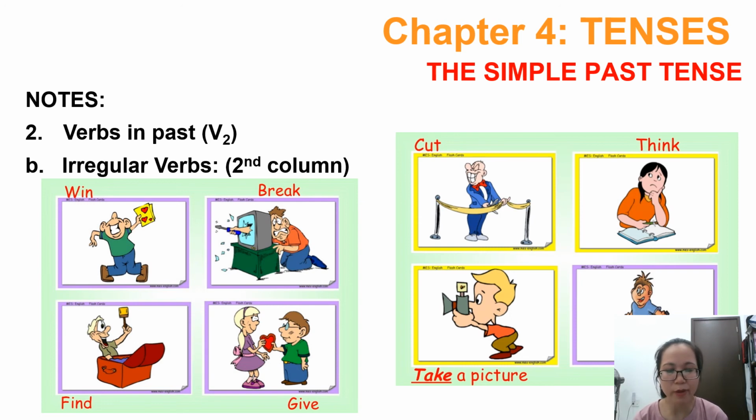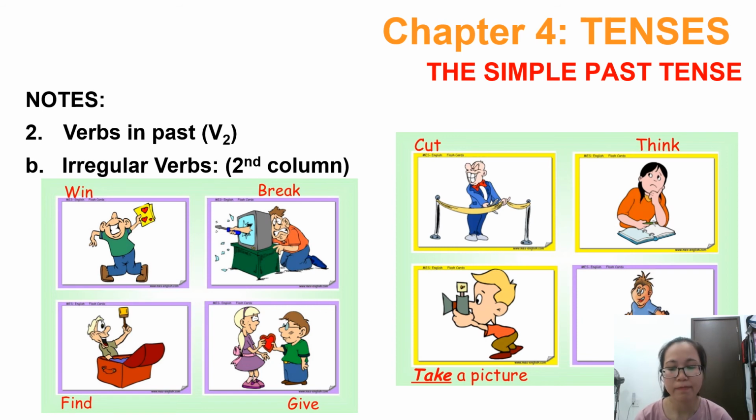You have very great answers today. Okay, thank you. And remember, for the irregular verbs, we have to memorize. We have no other way than to memorize them. Okay, and remember to use the second column for irregular verbs in past simple.